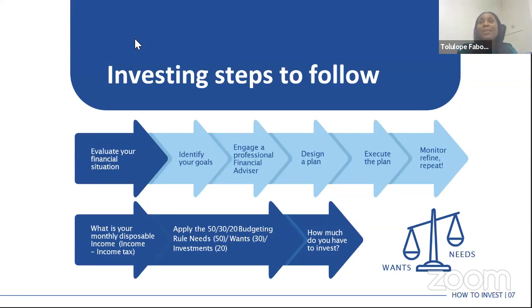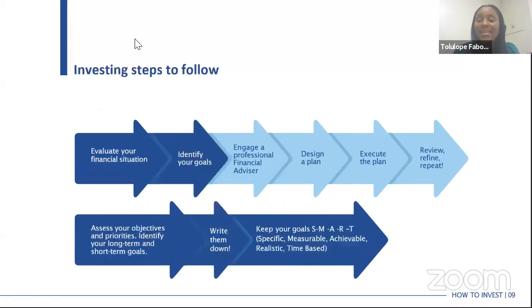And once you have been able to ascertain, okay, so this is how much I have, you've used your budgeting rule and you've determined how much you have, the next thing is to have your goal. Your goals could be long or short term, right? For instance, you want to be a professional photographer. You know that in the short term, you need to buy a camera, right? And all these things you have to write down.